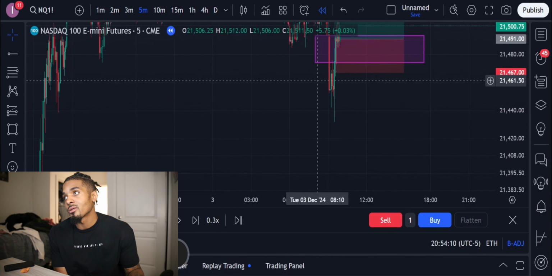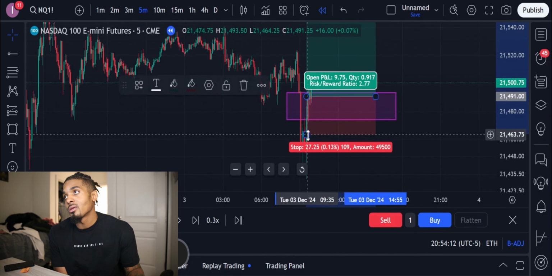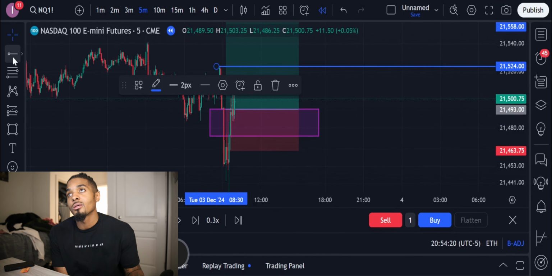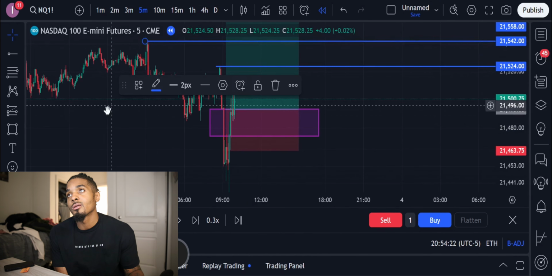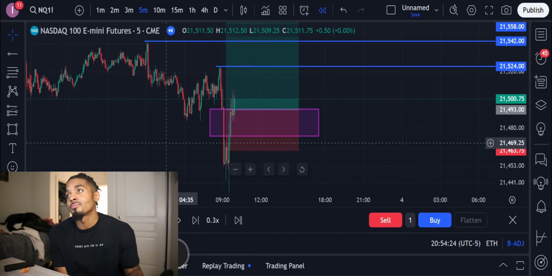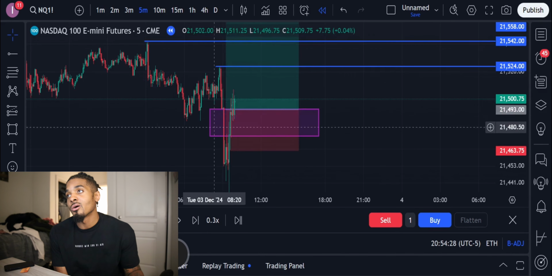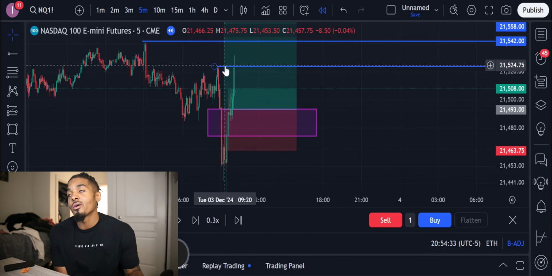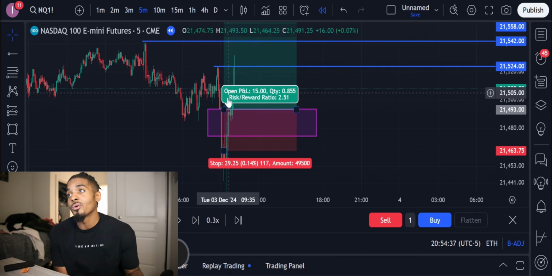I'll set up highs right here, highs right here, and then say you enter right here. It respected all of those. And then look, it took out that high right here. At this point, what you want to do, you entered right here.